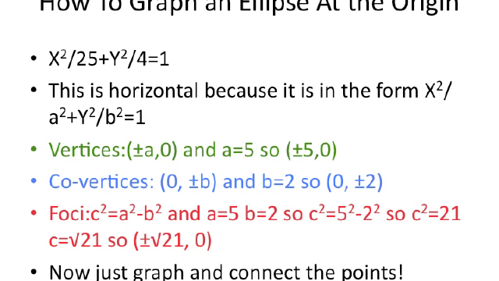To find the foci, we have to solve the equation c squared equals a squared minus b squared. And since a equals 5 and b equals 2, the equation is c squared equals 5 squared minus 2 squared. So c squared equals 21, and c equals the square root of 21. So the final foci points are positive, negative square root of 21, 0. Now the final step is to graph and connect the points.